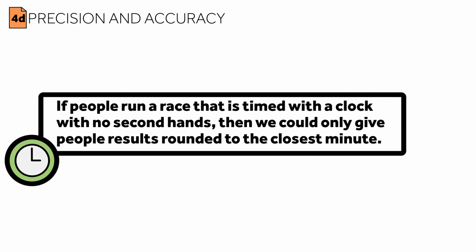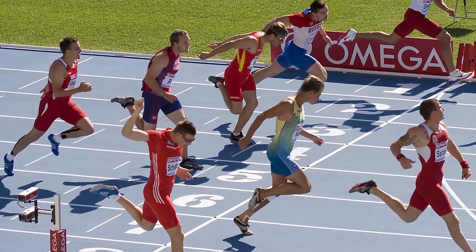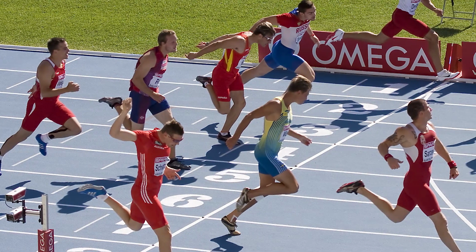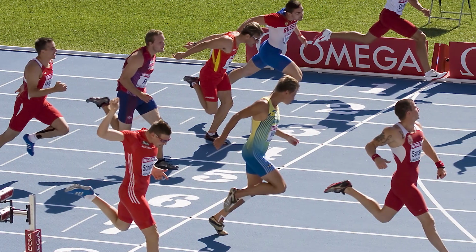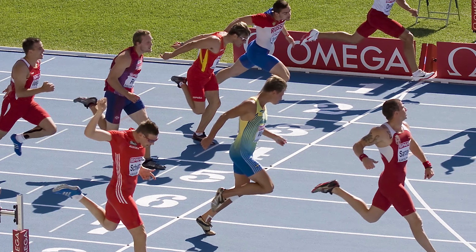Finally, let's focus on precision. That's the concept that describes how finely we can measure. If we take some humans and have them run a race, but time everyone with a clock with no second hands, then we could only give people results rounded to the closest minute. If you use a watch with a second hand, that might be better. But if you watch the Olympics, you see these things come down to hundredths of a second. You can't do that with an analog wristwatch.